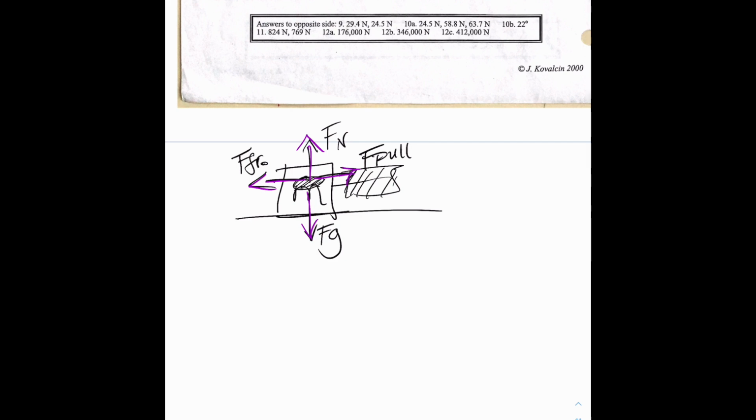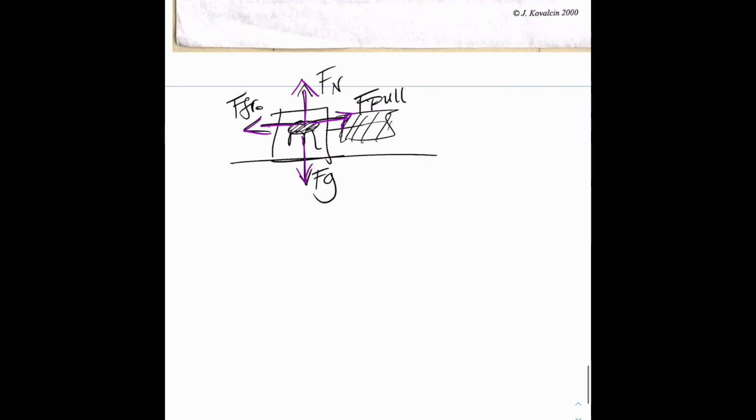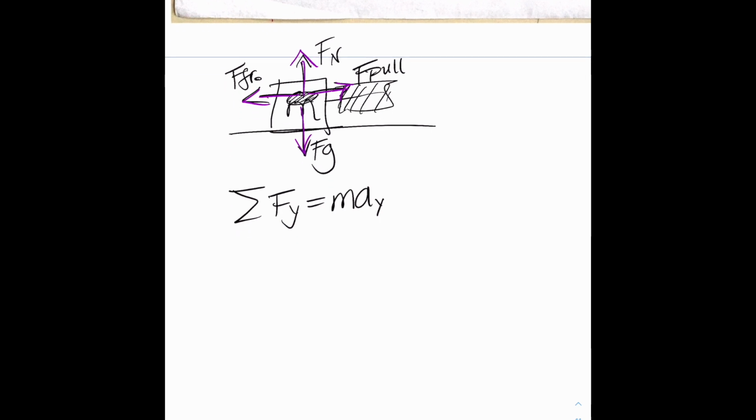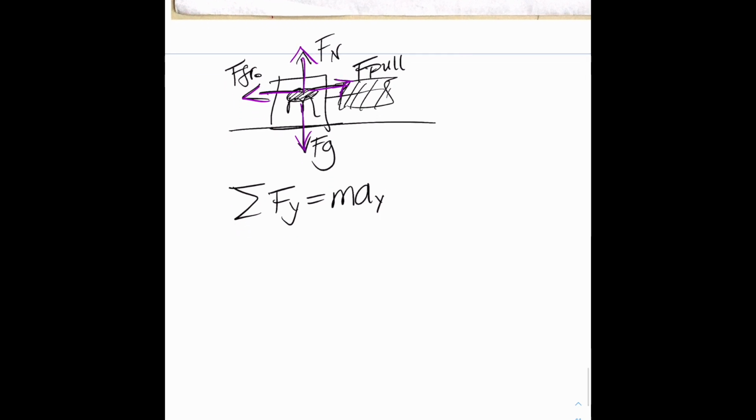That's in the y direction. So we can go ahead and say sigma Fy equals may. And in the y direction, we'll just have the normal coordinate system, which is positive y is up, negative y is down, positive x is right, and negative x is left.